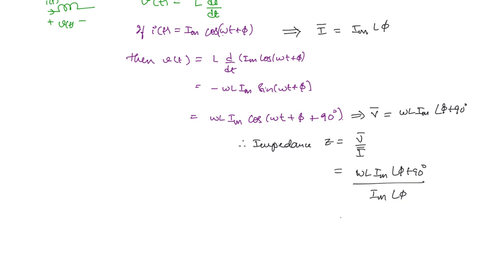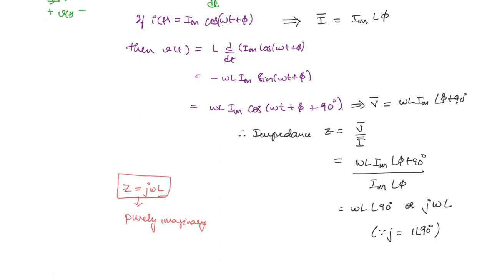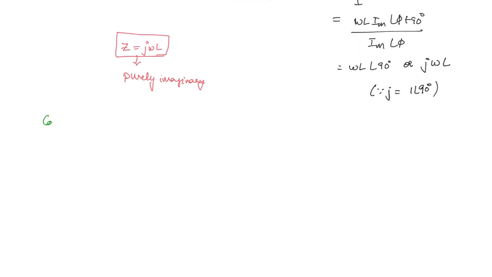So what you're going to get? Omega L angle 90 degrees, or we write it as j omega L, because j is equal to 1 angle 90 degrees. So what is the impedance of the inductor? Z is equal to j omega L. You can see that this is purely imaginary, whereas in the case of a resistor, the impedance was purely real. Now finally, if you consider the capacitor.